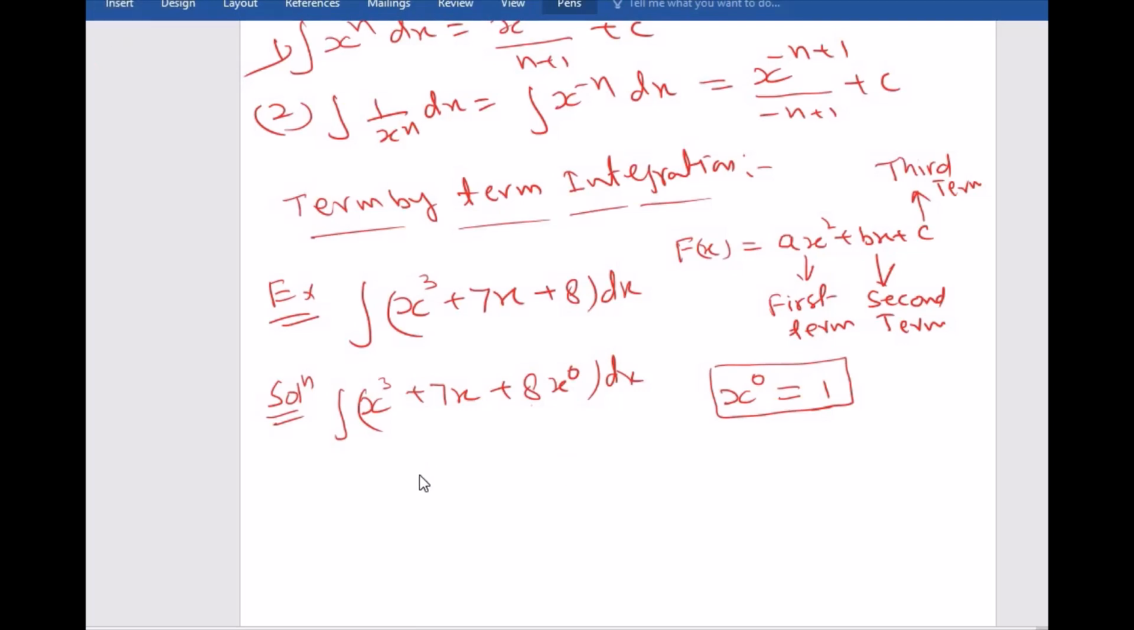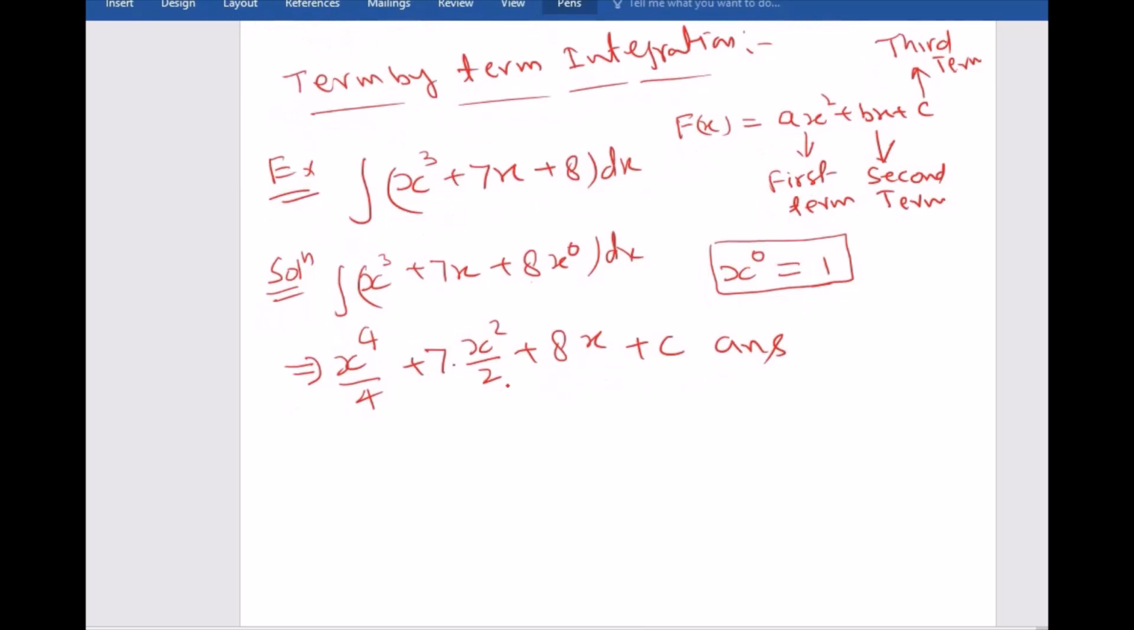So I am going to solve this step by step, using the integration of x to the power n, which is x to the power n plus 1 divided by n plus 1, where n is equal to 3. I write directly the integration of x power 3 as x to the power 4 by 4, plus 7 times x power 1, meaning x to the power 2 divided by 2, plus 8 times x to the power 0 plus 1, meaning x to the power 1 divided by 1, plus the integration constant. This is the integration of this example, using integration term by term.